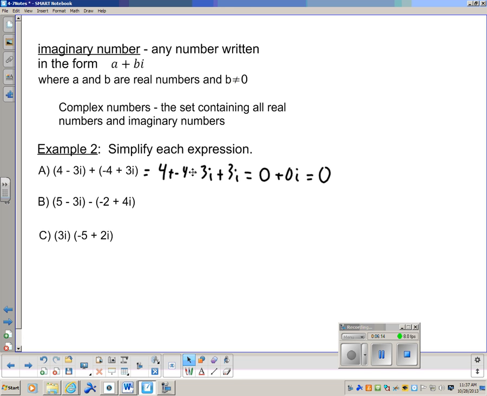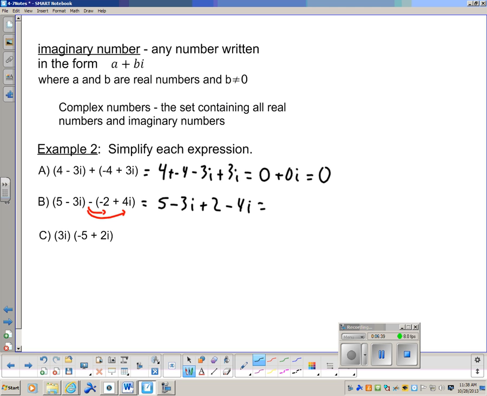Subtraction here, the part you have to be aware of is that you're going to have to distribute that minus sign through the parentheses there. So I'm going to rewrite the first one down exactly the way it is, except without the parentheses. And then the second portion, I'm going to distribute that minus sign. So I've got a minus a negative 2 gives me a plus 2. And I've got a minus a positive 4i gives me a minus 4i.